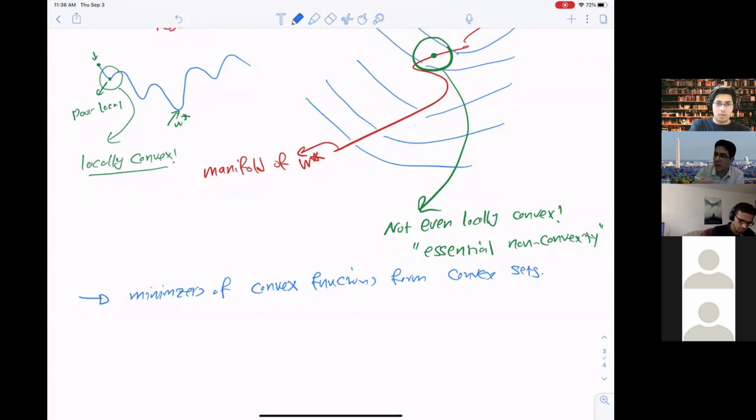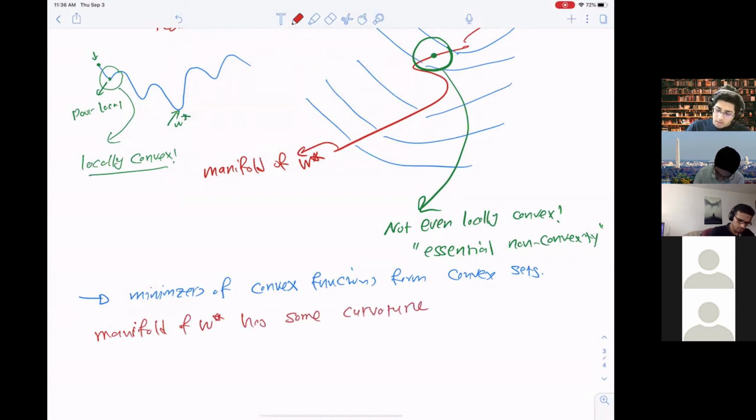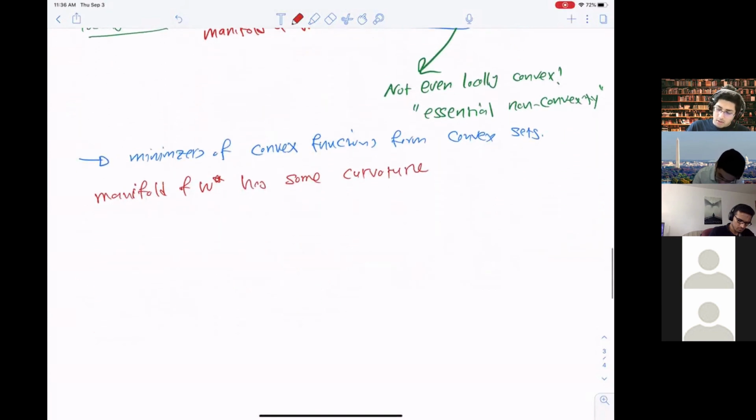Let's say, you know, I have curvature. It is not just an affine manifold, because if you have nonlinear equations, what are the odds that you'll get an exactly affine manifold for W star? So it is very unlikely. Let's say my manifold of W star has some curvatures. So I'll basically get a shape like this.